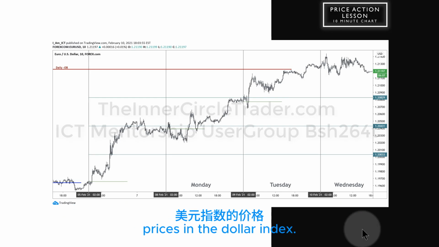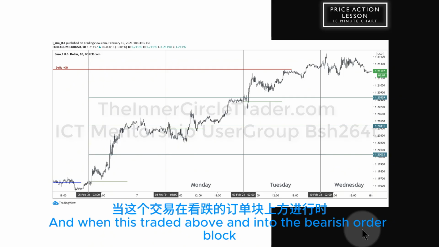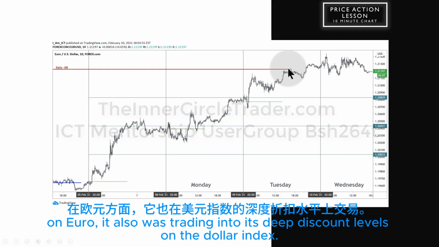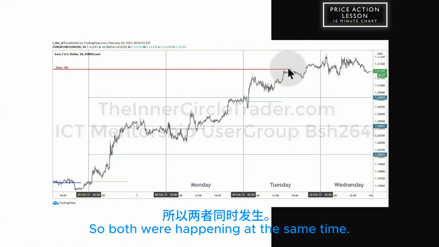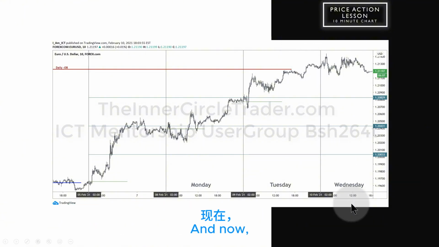We're going to see lower prices in the dollar index. And when this traded above and into the bearish order block on euro, it also was trading into its deep discount levels on the dollar index. So both were happening at the same time. And now, Wednesday, we're done.